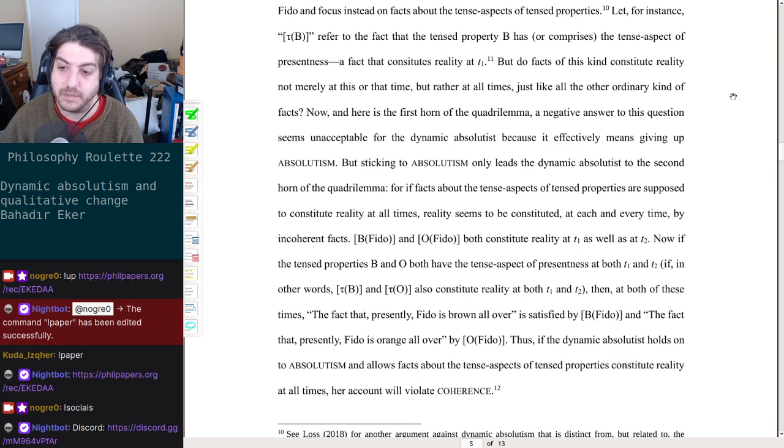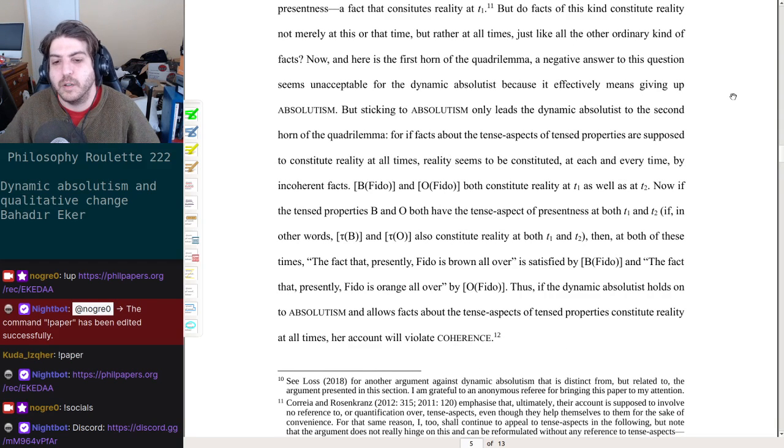For if facts about tense aspects of tense properties are supposed to constitute reality at all times, reality seems to be constituted at each and every time by incoherent facts. Okay, so Fido being brown and Fido being orange both constitute reality at T1 as well as T2. Now, if the tense properties of brown and orange have the tense aspect of presentness at both T1 and T2, if in other words tau of brownness and tau of orangeness also constitute reality at both T1 and T2, then at both of these times the fact that presently Fido is brown all over is satisfied by Fido being brown, and the fact that presently Fido is orange all over by Fido being orange. Thus, if the dynamic absolutist holds to absolutism and allows that facts about the tense aspect of tense properties constitute reality at all times, her account will violate coherence.